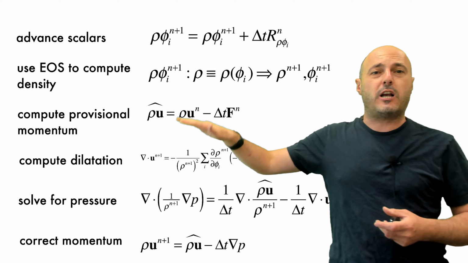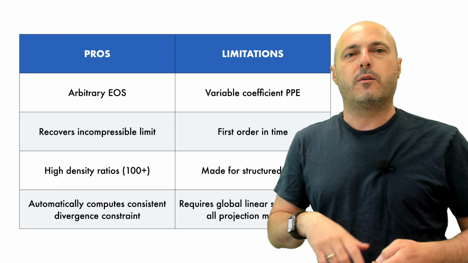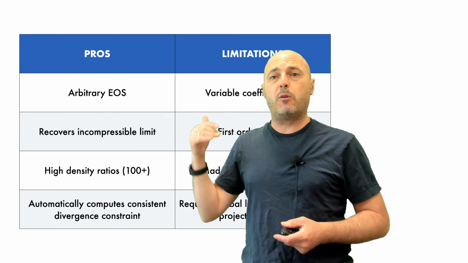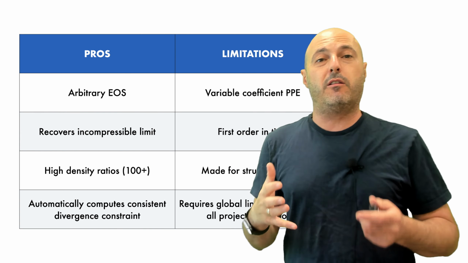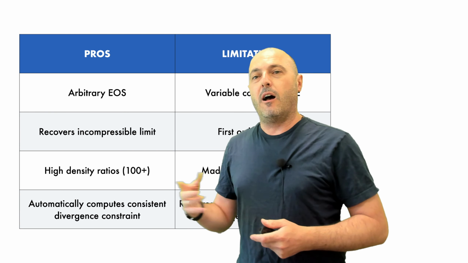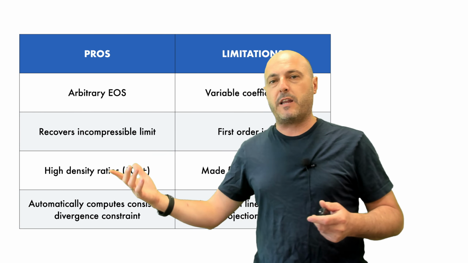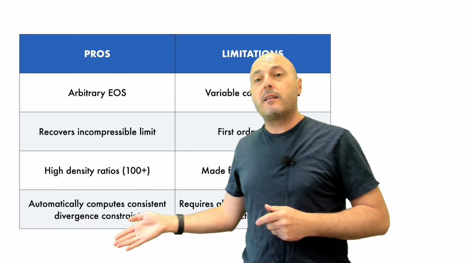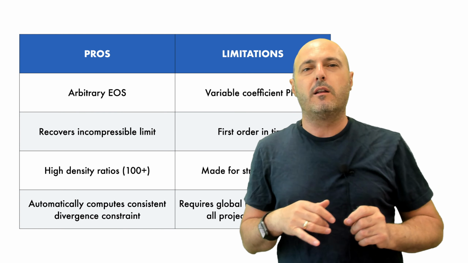You do the standard projection procedure. You solve for the pressure. You update, and you move in time. Okay, so some pros of our method: it can deal with arbitrary equations of state. It recovers the incompressible limit, which is very useful. That's the degenerate condition. It can deal with crazy density ratios. We've taken it to density ratios of 1,000. Sorry, so you're talking like mixing of air and water. Okay, so that's a variable density flow. It automatically computes a consistent divergence constraint, this div u^{n+1}.